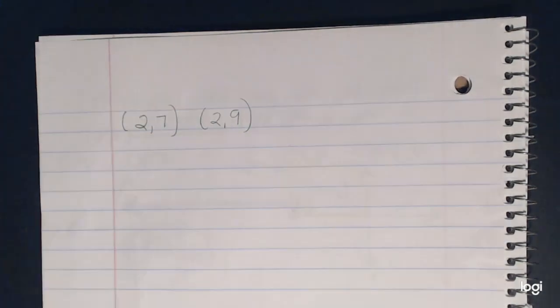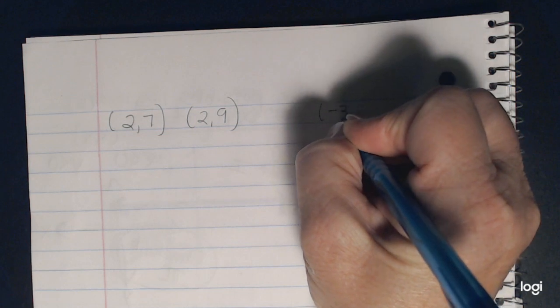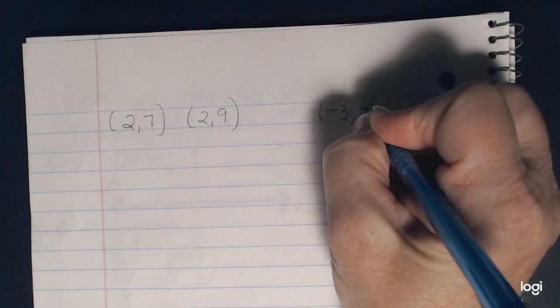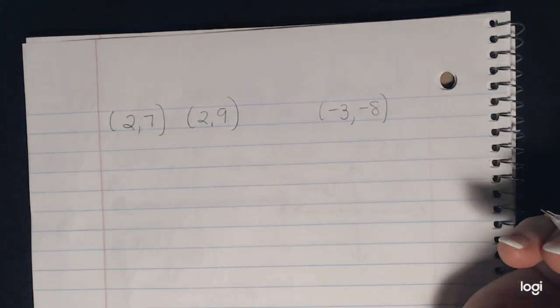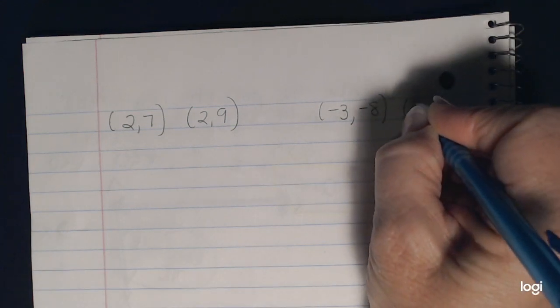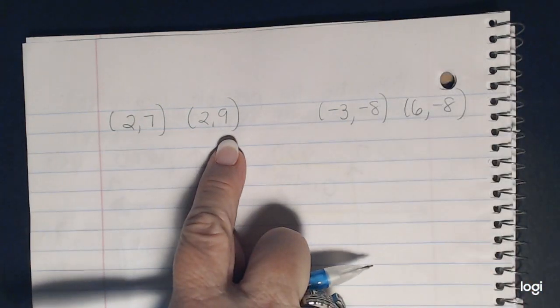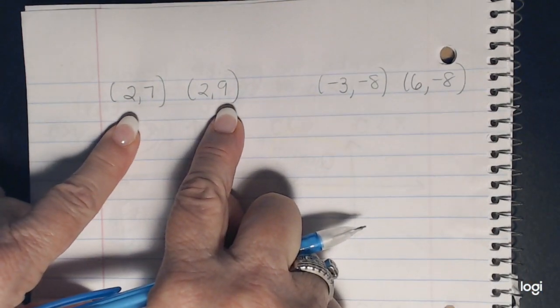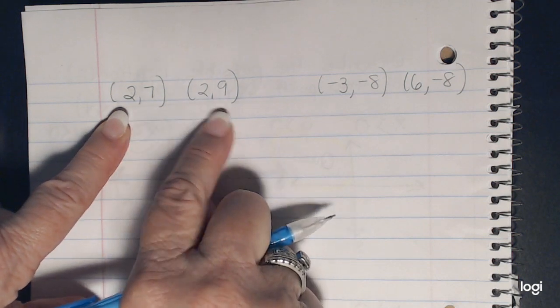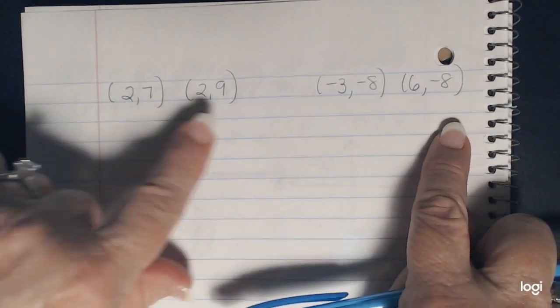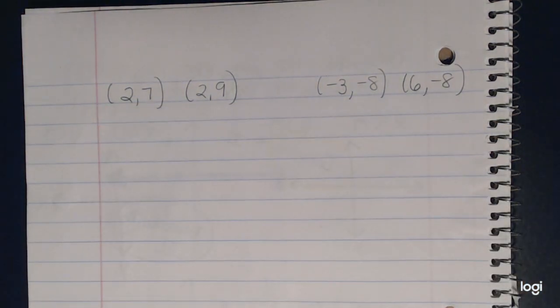I want you to see if you can solve it. And then I also want you to tell me the distance between points negative 3, negative 8, and positive 6, negative 8. How many units apart would these 2 dots be? And how many units apart would these dots be? So go ahead and pause your video if you need to and see if you can solve these 2 problems for me.